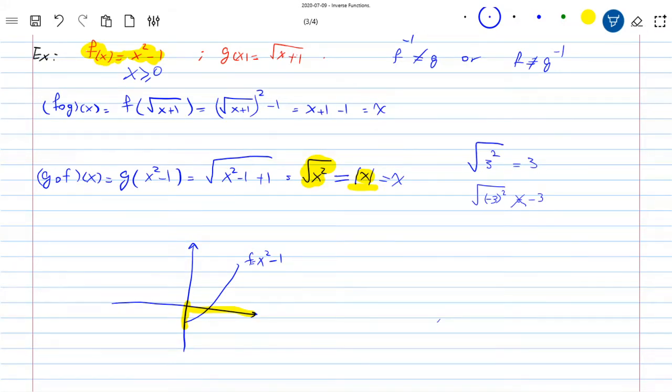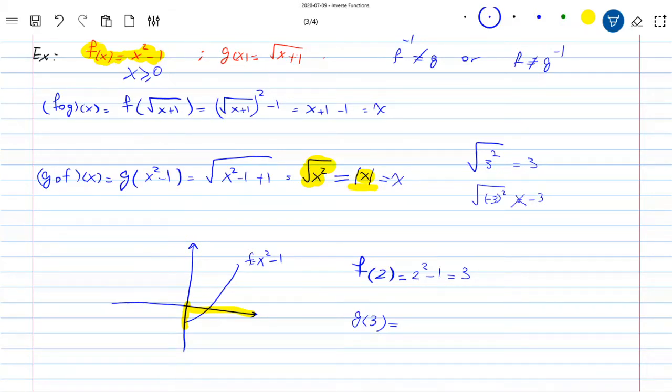You can check it by calculating, for example, f of 2. Pick a positive number, replace it into f. What do you get? 2 squared minus 1. This is 3. Now, ask yourself, if I calculate g of 3, do I get 2? If I get 2, that means if you start from a y value, you get the x value. That's kind of like the whole purpose.